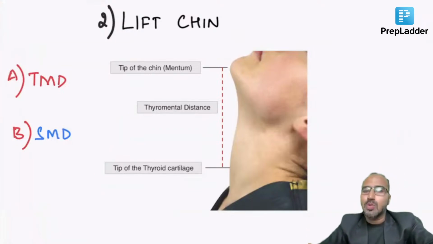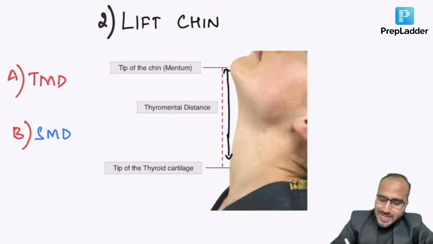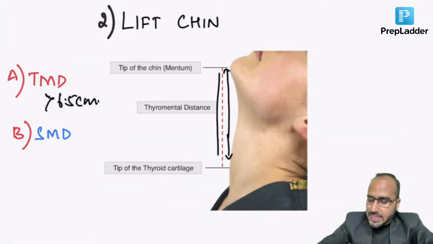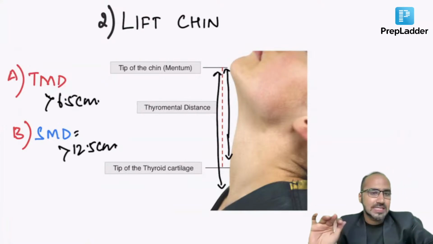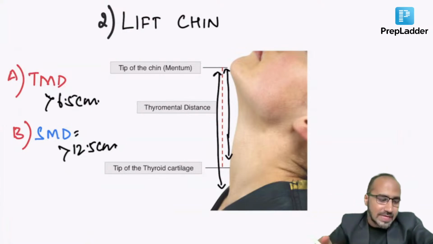The second thing that you do in the airway assessment is you tell the patient to lift his chin. While he is lifting his chin, you look for two distances. One is the distance between the mentum and the thyroid cartilage, which is called the thyromental distance, which should normally be more than 6.5 centimeters. The other distance is between the mentum and the sternal notch, which is more than 12.5 centimeters, or basically double the thyromental distance. With this, we can come to know whether this patient is having an easy or a difficult airway.